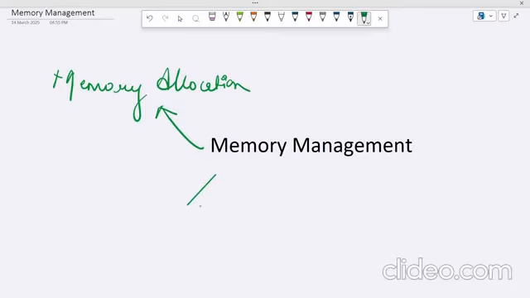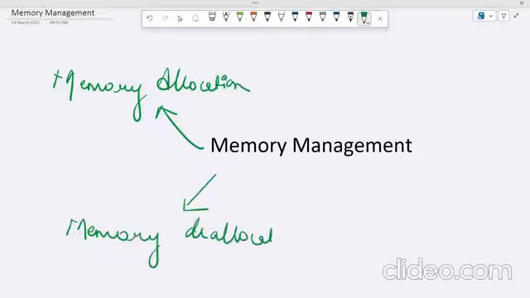The second main function is memory deallocation. What is memory deallocation? Memory deallocation means how we deallocate the memory. If a process is completed, then we have to remove the allocated memory from that particular process so that the memory can be used by other processes. So it is responsible for deallocating memory from a completed process.